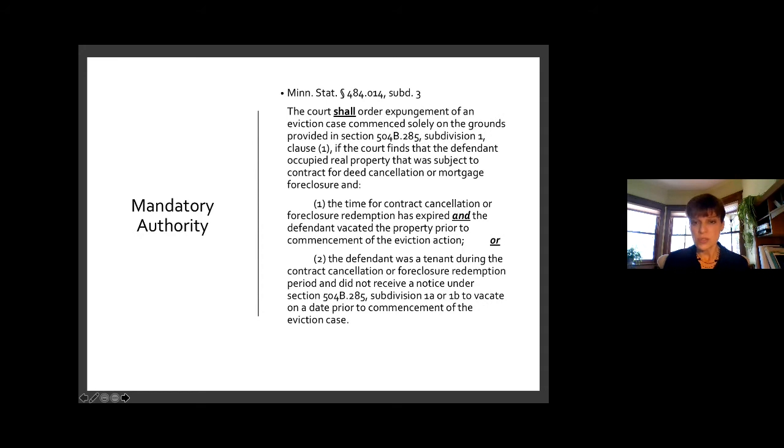If you ever do see a cancellation for deed or mortgage foreclosure in an eviction case from us, you'll want to pull out the statute and carefully take a look at it. However, because we don't see that many of these, I'm going to move on quite quickly to those authorities that we do see in most of our cases. Next slide, please.